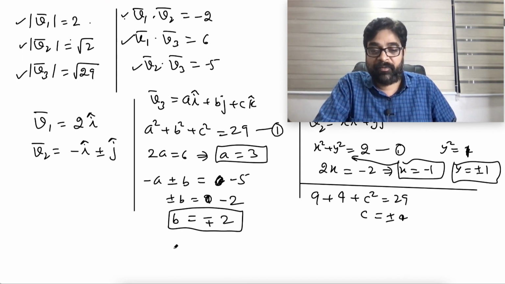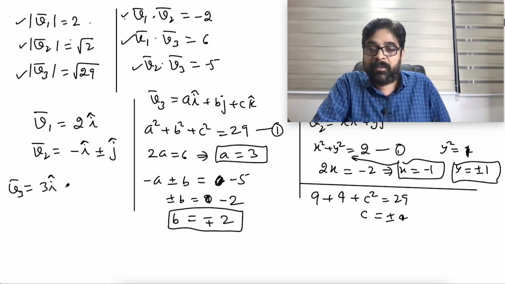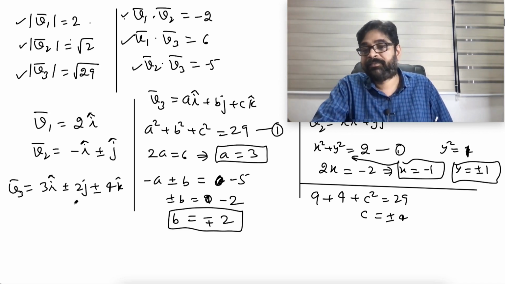So our V3 vector will be what? V3 vector will be a, and a is 3, so 3i plus minus 2j plus minus 4k. This will be the answer.